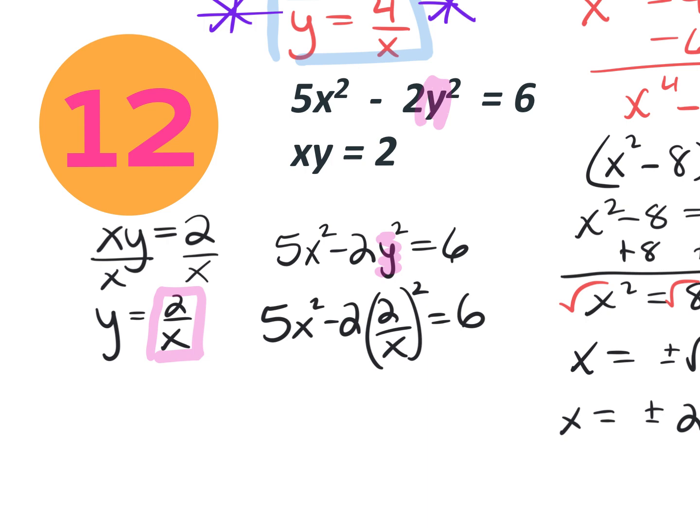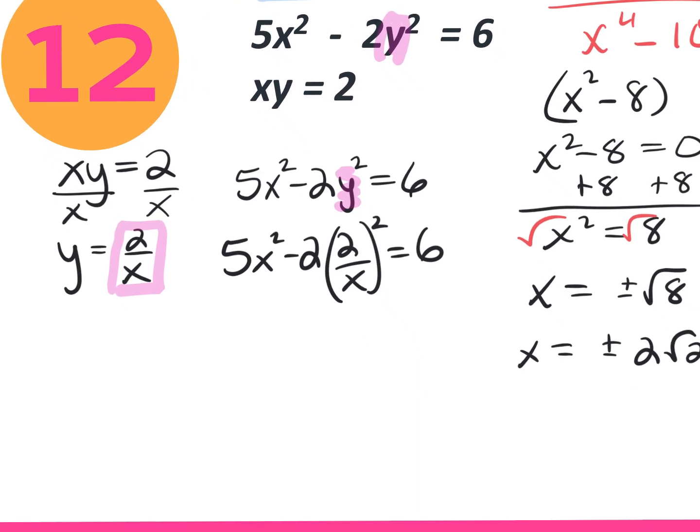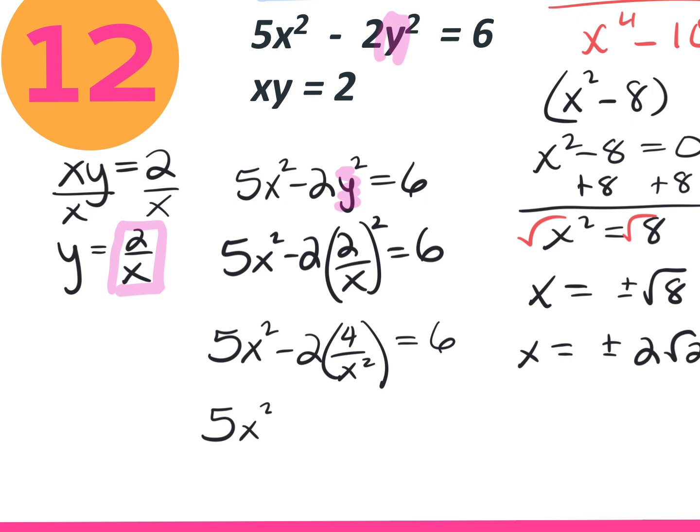I need to follow order of operations. I don't multiply first. I'm going to take care of the exponent first. So 5x squared minus 2. I'll evaluate the exponent. So 2 squared is 4, and x squared is x squared, and then the 6. Now I can multiply the 2 and the 4.